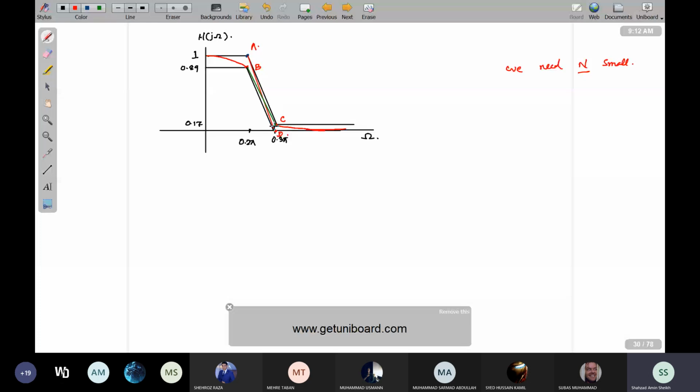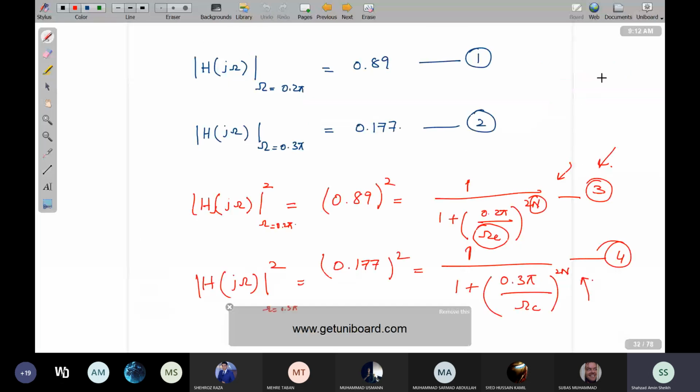Passing these through B and C, I will be having the minimum slope of all these four slopes that were possible, and as a result of that my n would be lesser.